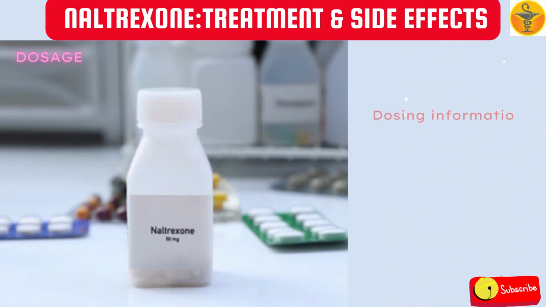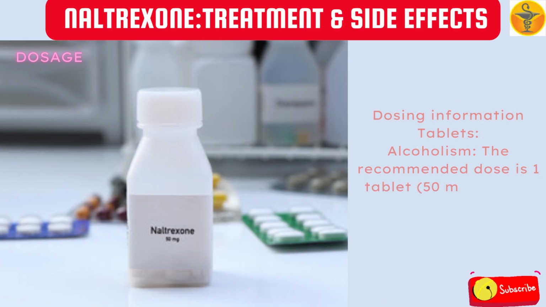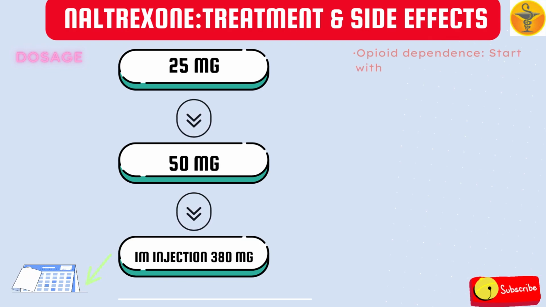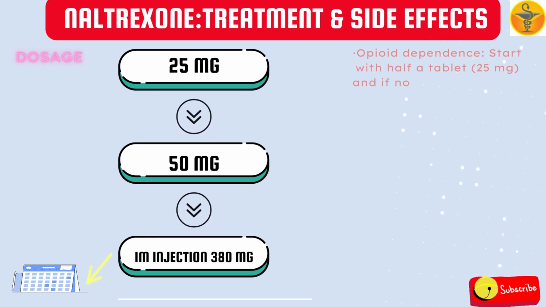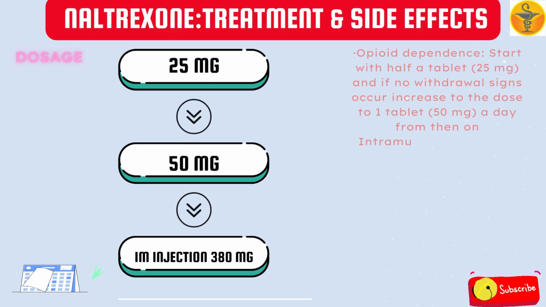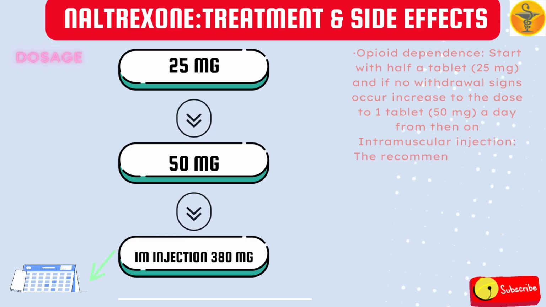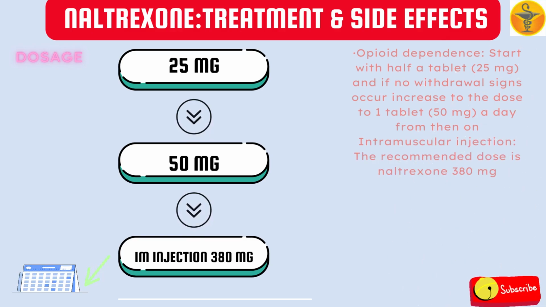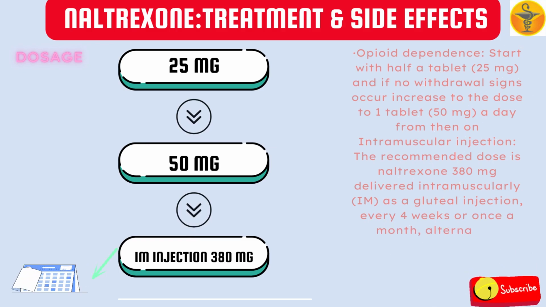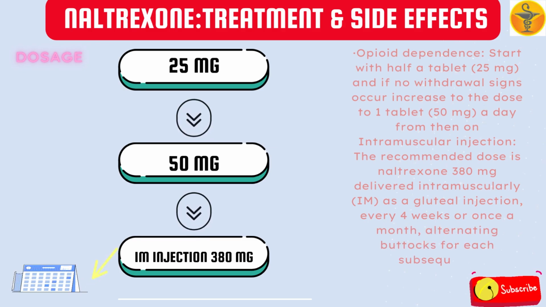Dosing information. Tablets. Alcoholism. The recommended dose is 1 tablet, 50 mg, once a day. Opioid dependence. Start with half a tablet, 25 mg, and if no withdrawal signs occur, increase the dose to 1 tablet, 50 mg, a day from then on. Intramuscular injection. The recommended dose is naltrexone 380 mg delivered intramuscularly, IM, as a gluteal injection, every 4 weeks or once a month, alternating buttocks for each subsequent injection.